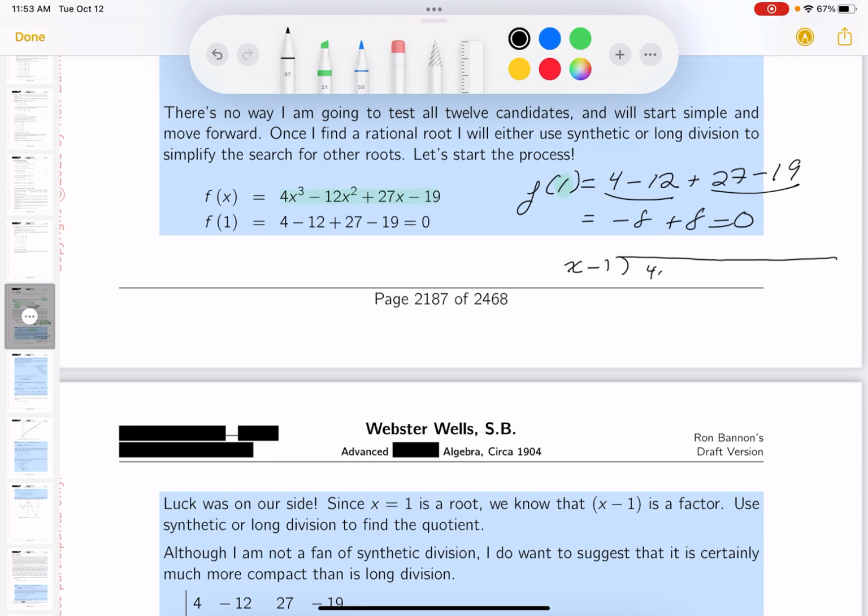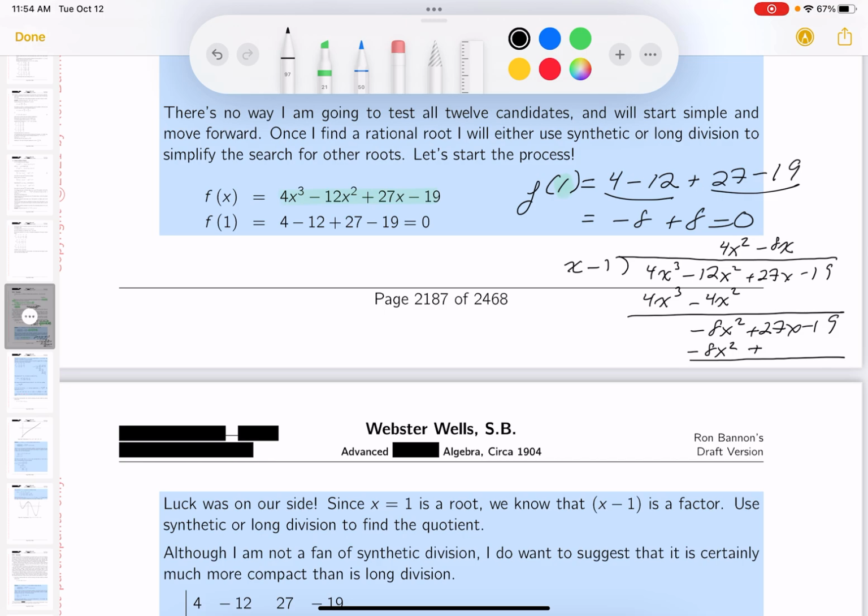So it's 4x cubed minus 12x squared plus 27x minus 19. Well, what times x would give you 4x cubed? That would be 4x squared. Minus 4x squared. I'm going to subtract. This is going to work nicely. What times that could give you minus 8x squared? That'd be minus 8x. What do you get there? Minus 8x squared. That's a match.